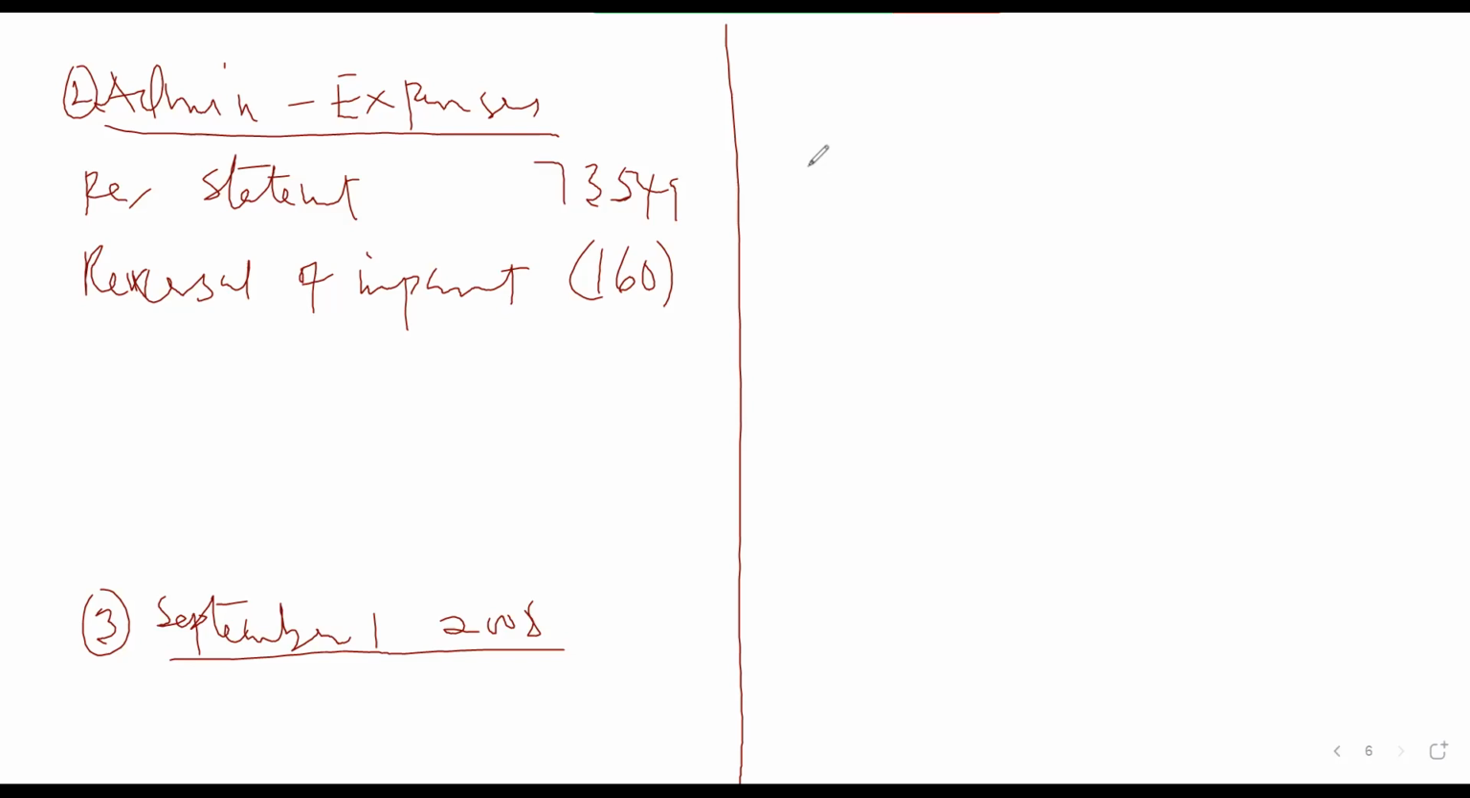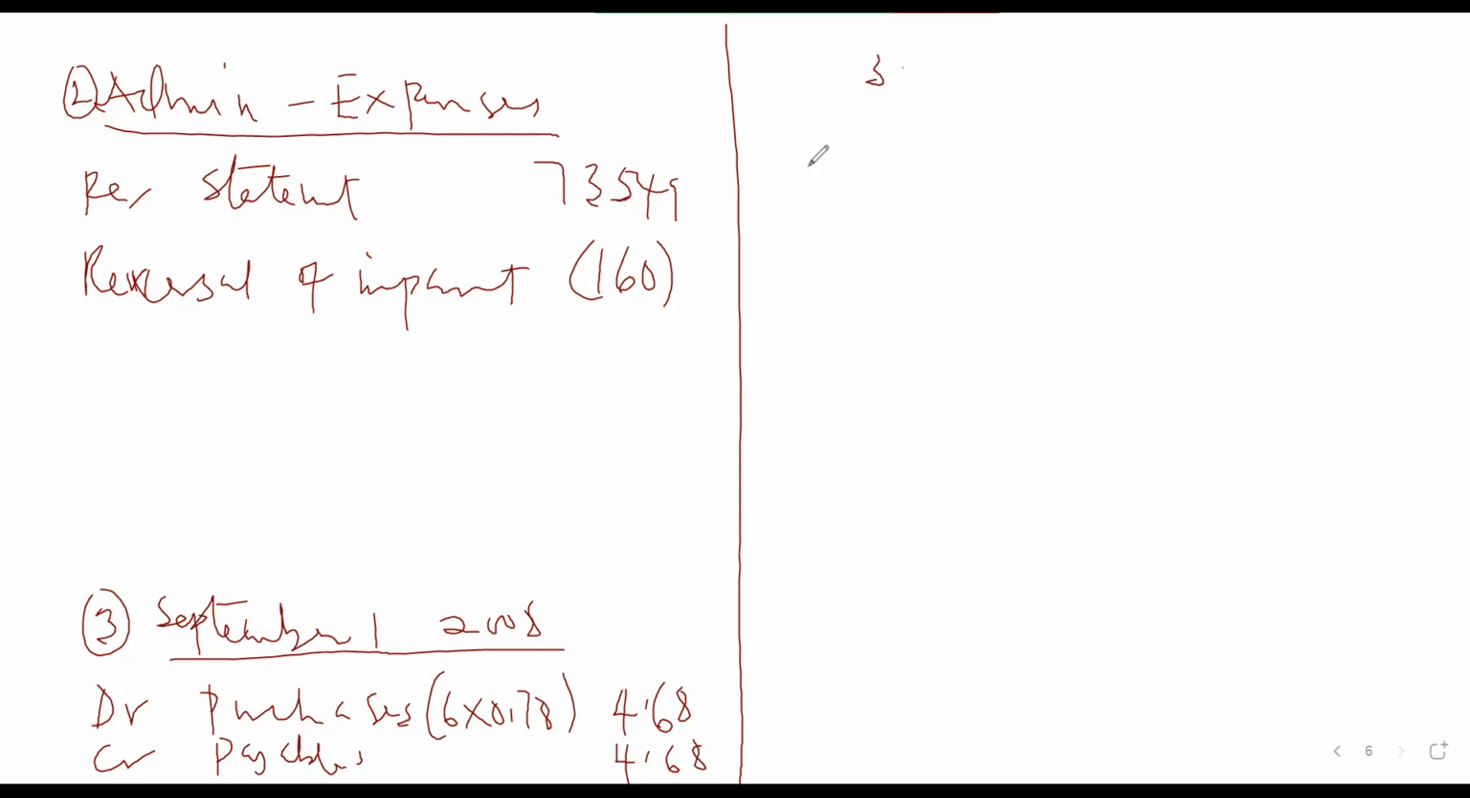So what we do is that we are going to debit purchases, which will be 6 times 0.78. How much are we getting? 4.68. Okay. Then we credit what? Payables. Am I correct? This will also be 4.68. Okay. But the issue now is this is 1st September. At 30th September.